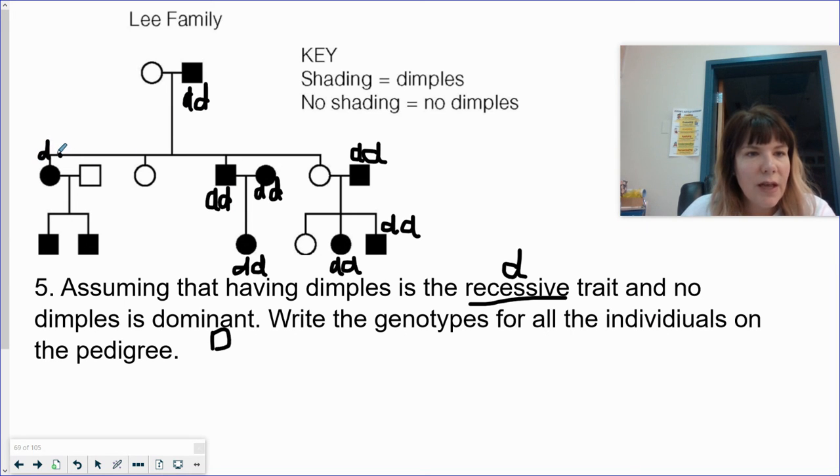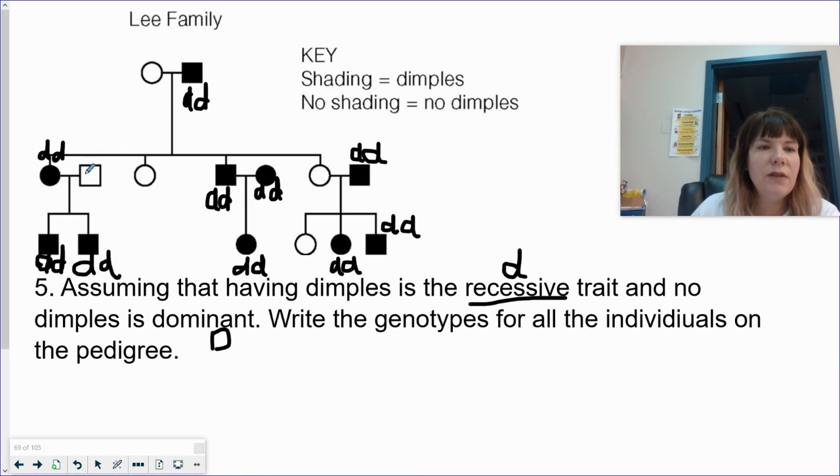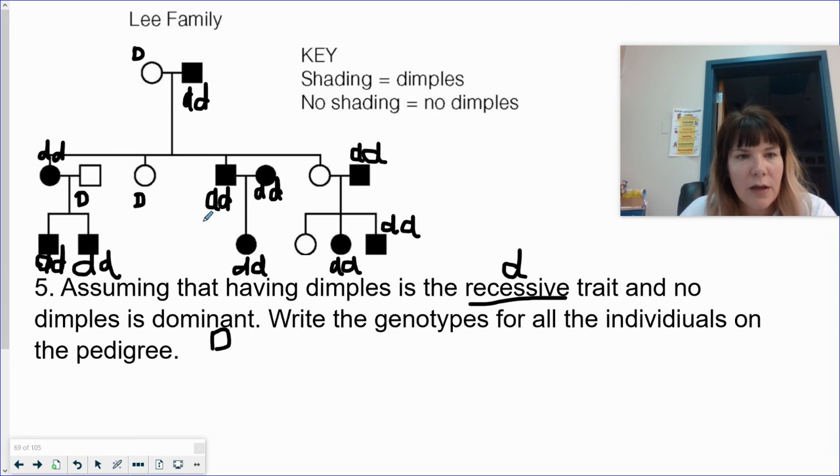Once I'm done labeling these, I have to start making some decisions about the ones that are not labeled. Oh, that's a D. Everyone else has a dominant gene. So I 100% know that any of these non-shaded individuals have to have an uppercase D as part of their genome. So I'm going to quickly write those in. I have to be careful though, because I have to make the decision about are they heterozygous or are they homozygous dominant.